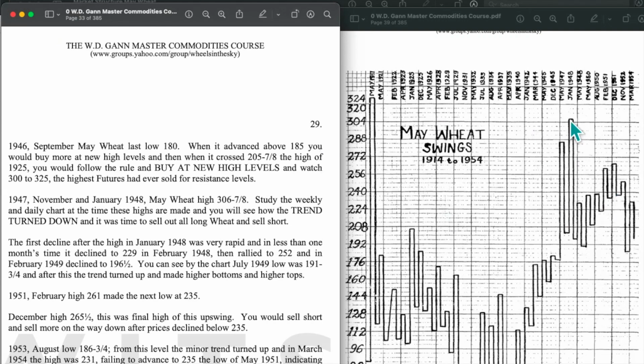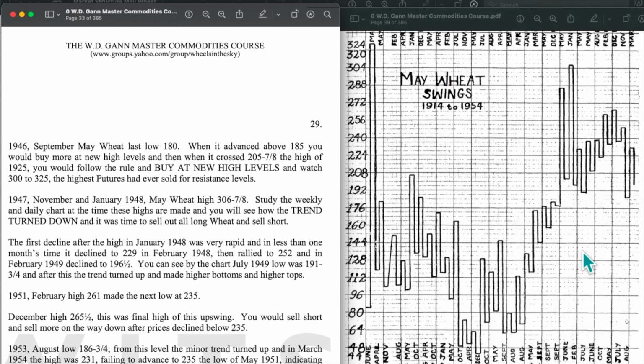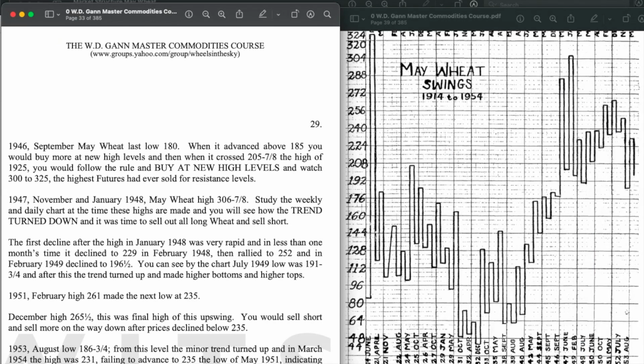Let's move further. From here again, we got a retracement which came back down. This probably came somewhere around July 1949. The first decline after the high in January 1948 was very rapid, and in less than one month's time, it declined to 229 in February 1948. So our low was somewhere around July 1949.